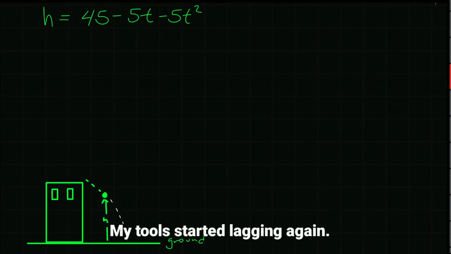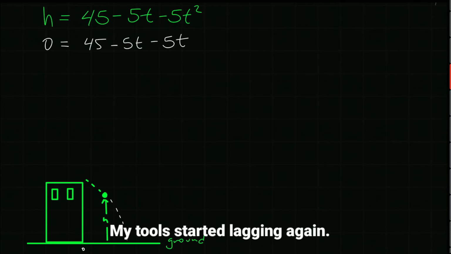So we're going to be replacing h with 0, because 0 again is the height when the ball hits the ground. So 0 is equal to 45 minus 5t minus 5t squared. I need to put this in order, so we reorganize it: negative 5t squared minus 5t plus 45, and all of this is equal to 0.